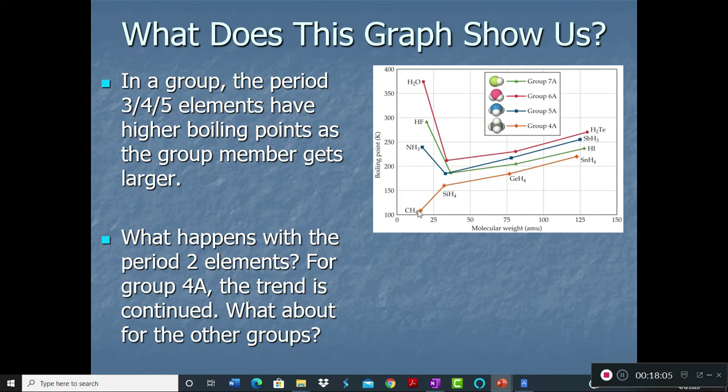In group 2, you've got this crazy stuff going on here. Methane is much lower than everything else, and the trend works the same: as you increase the size, it goes up. But for nitrogen, fluorine, and oxygen, when they're paired up with hydrogen, they have a significantly larger boiling point. And that is because nitrogen, fluorine, and oxygen are very, very electronegative.